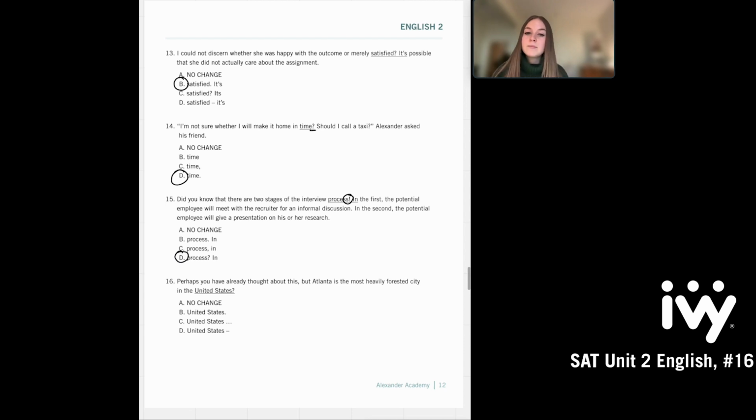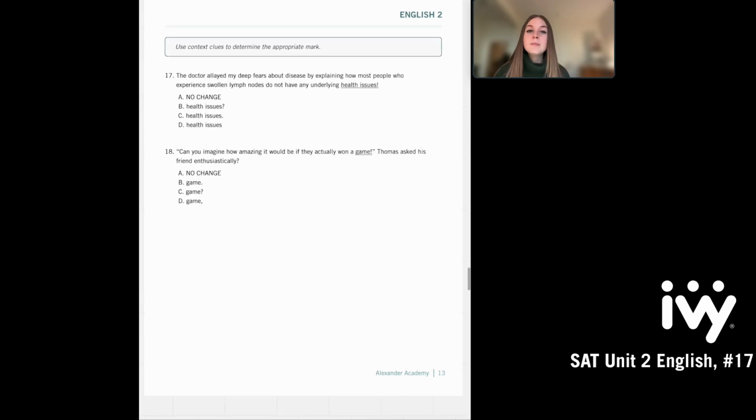Number 16. Perhaps you have already thought about this, but Atlanta is the most heavily forested city in the United States. This is not a question, and we need to include end punctuation here, so we should replace that question mark with a period. There are some instances, of course, where we need to include other types of punctuation other than a period. We should use context clues from that sentence to determine what is the appropriate form of punctuation.